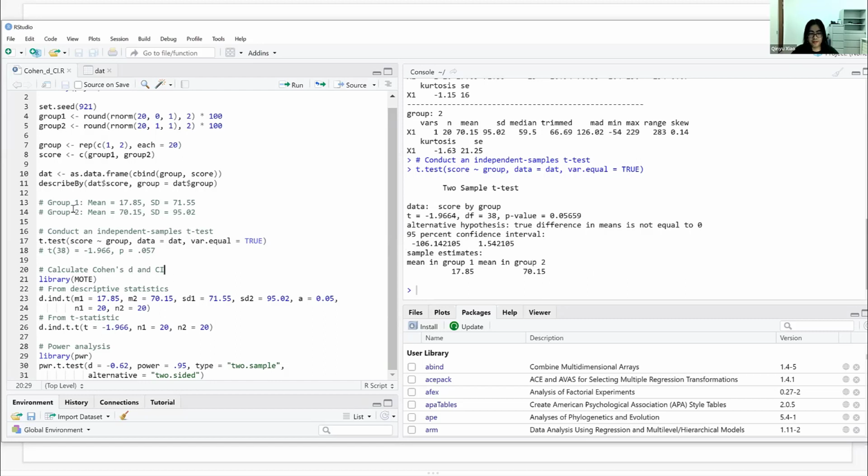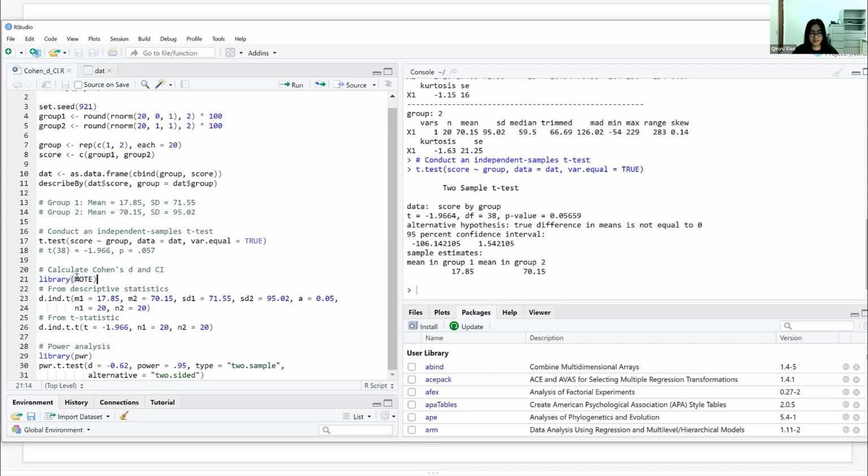So now we have some descriptors, we have some statistical test results. Suppose this is the original paper that we're trying to replicate. Because the authors did not report effect size, now we want to calculate how large the effect size is in Cohen's d. And now we use this package called MOTE. Again, if you don't have this package, you're going to have to install MOTE with this line of code.